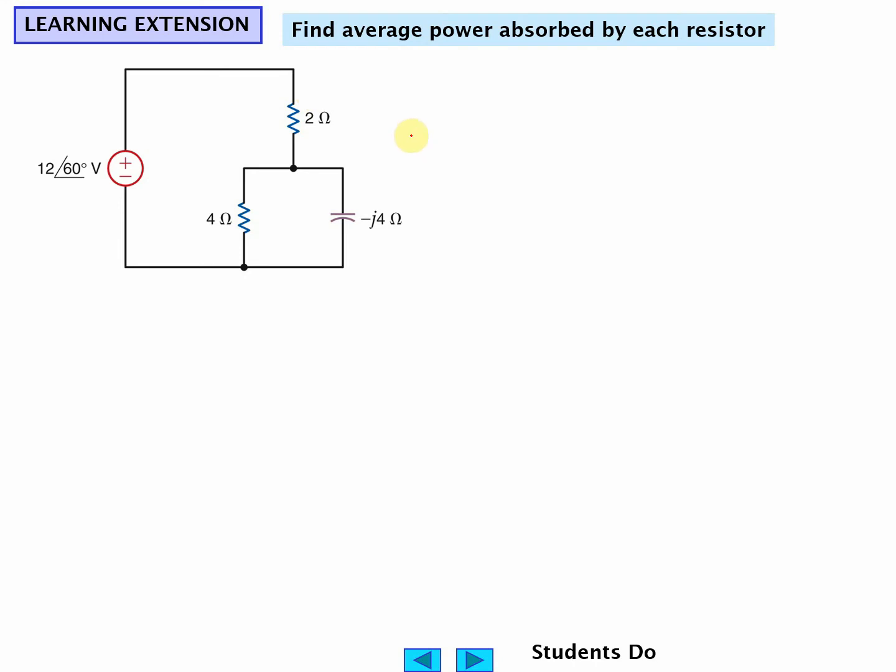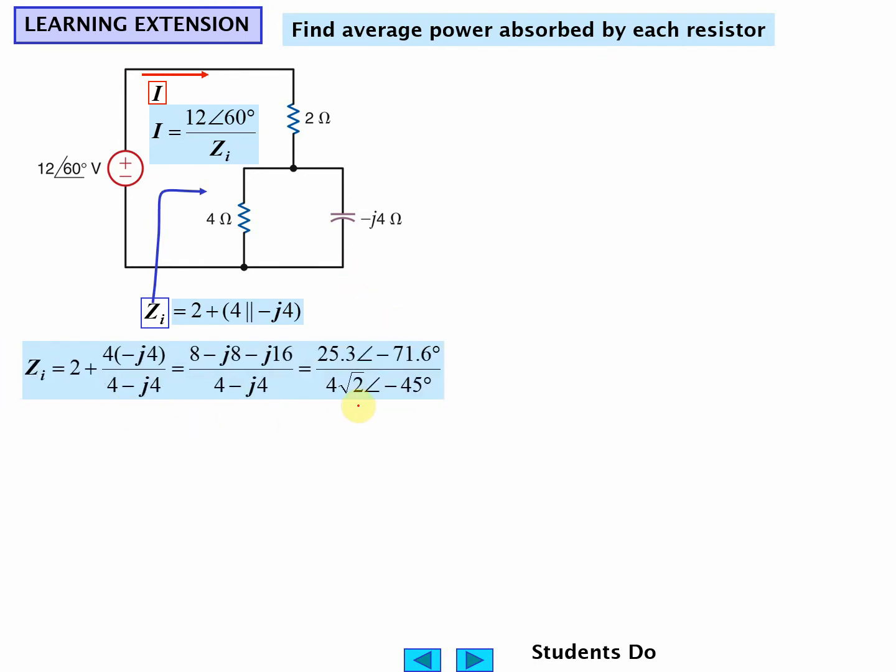So I worked this using New Octave also. We need to get the total impedance of the network, which is given by the 2 ohms plus these two in parallel with each other. And we can get the current equals the voltage divided by that impedance. And crunching the numbers, we get down to here, and I want to go to New Octave.